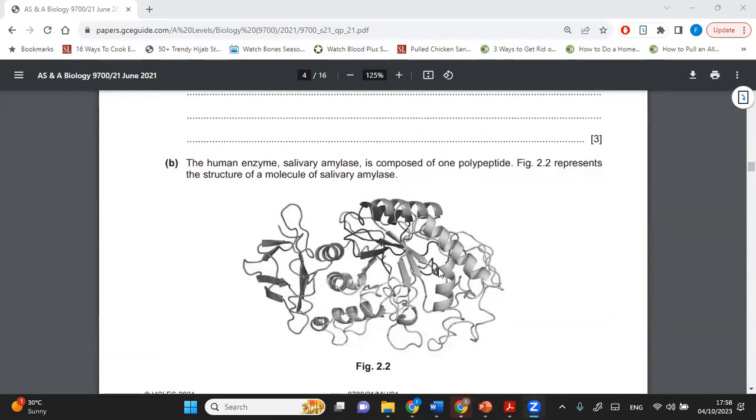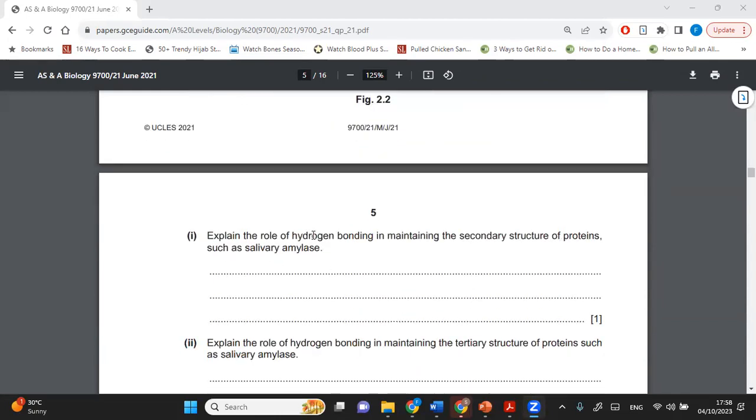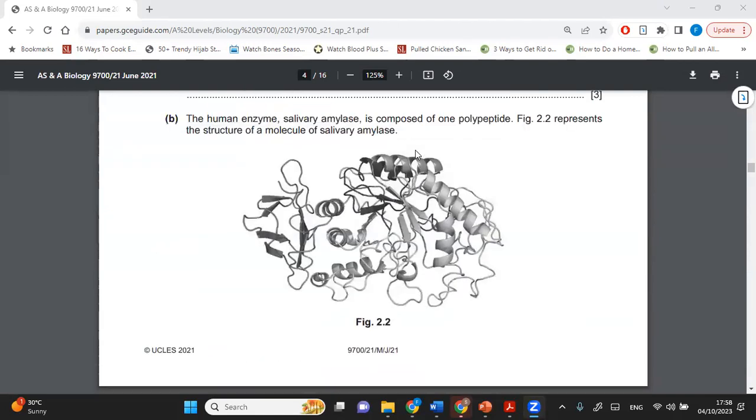Next, they say the human enzyme salivary amylase is composed of one polypeptide. Figure 2.2 represents the structure of a molecule of salivary amylase. So this is the structure of salivary amylase. Okay? Explain the role of hydrogen bonding in maintaining the secondary structure of proteins such as salivary amylase.